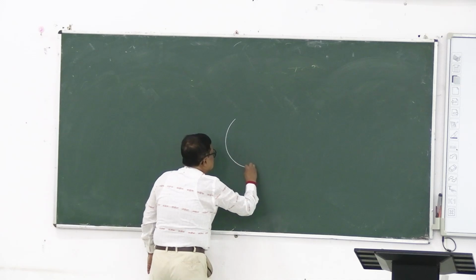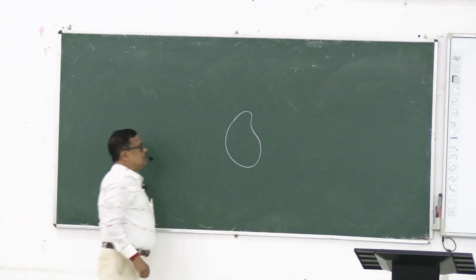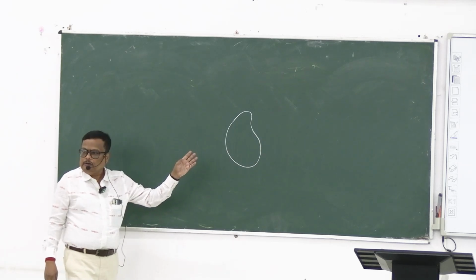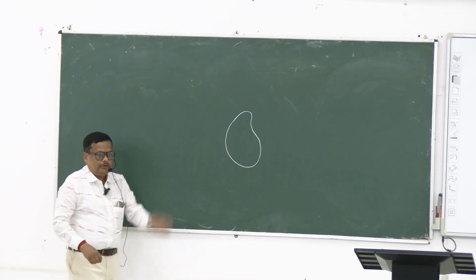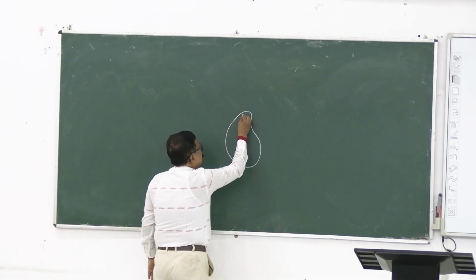First draw a pear-shaped structure like that. It is the glenoid fossa, right? It is the cut section of a glenoid fossa. It is the glenoid labrum.